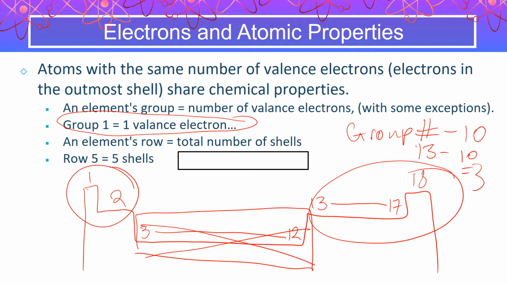But what does work really nicely every single time is you can work out how many shells you're going to have just by looking at the row it's in. An element's row is the total number of shells. So it doesn't matter if it's in row 1, 2, 3, 4, 5, 6, 7, whatever the number is, that's how many shells it's going to have.